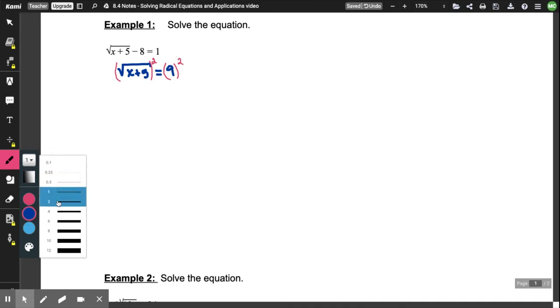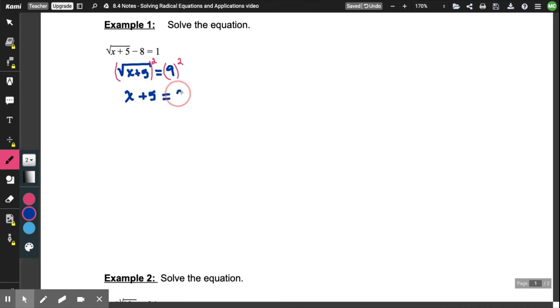Now when I do that on the left side, the only thing that happens is the radical and the square root cancel each other out, so that leaves x plus 5. On the right side of the equation, I've got 9 squared, which is 81. Now I just need to continue solving using the opposite operations. So to get x by itself, I would be subtracting 5 once from each side of the equation. And that would give me x is equal to 76.